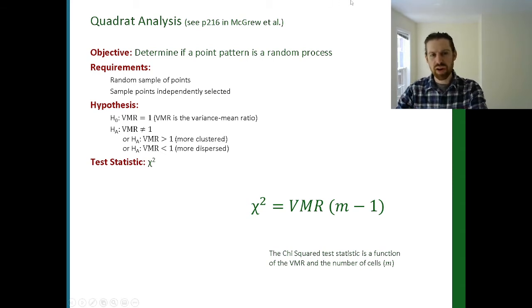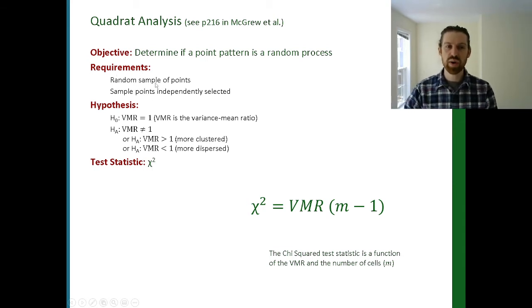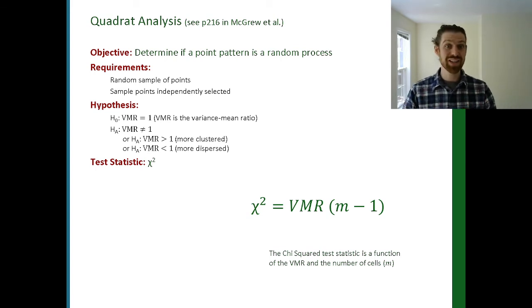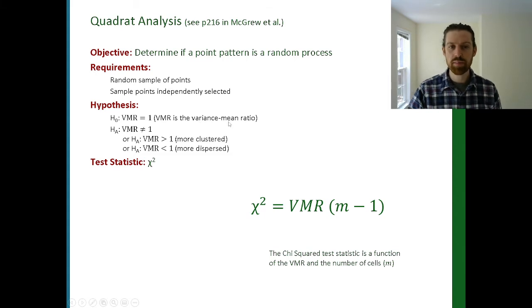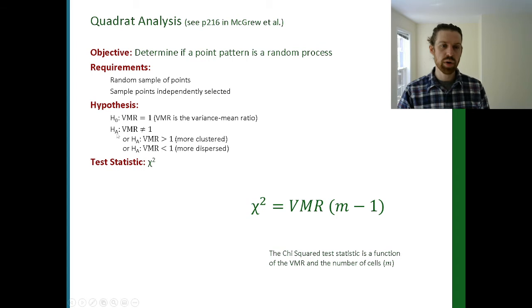Okay, so for the requirements for the test, we have to have a random sample of points, and we also have to have those independently selected points as well. So there can't be any dependence or correlation between those existing points that you've got in your data set. For the hypothesis here, in the null hypothesis case, the variance mean ratio, this VMR value, is equal to 1. Whereas the alternative hypothesis would be that the variance mean ratio is not equal to 1.